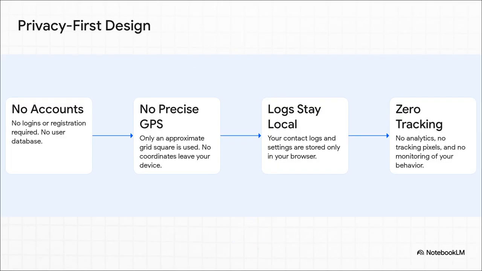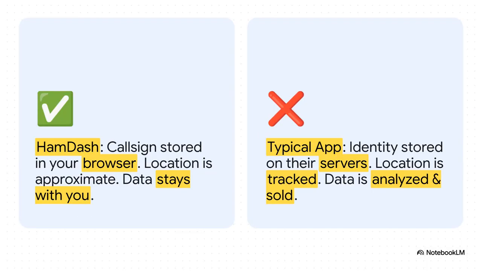Well, HamDash was built on a totally different idea. First, no accounts, which means there's no big user database to get hacked. Second, it never knows your exact location, just a general area. Third, if you keep a log of your contacts, all of that data stays on your computer. And fourth, get this, there is zero tracking, no analytics, nothing you do on the site is being watched or monitored.